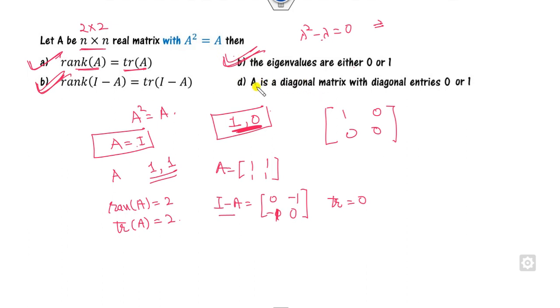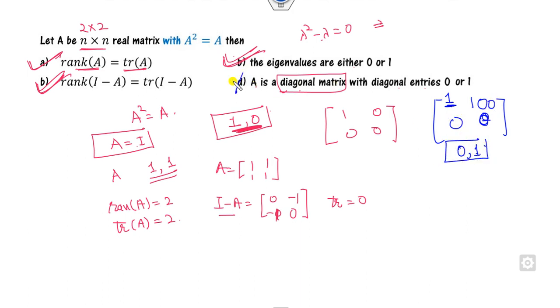A is a diagonal matrix. What is the meaning of a diagonal matrix? It means the diagonal values are non-zero and the rest are 0. But that is not true, because if I consider this here, say 10 or 100, it clearly says that the eigenvalues are 0 and 1. So this option is not true. So A, B and C are the correct answers.